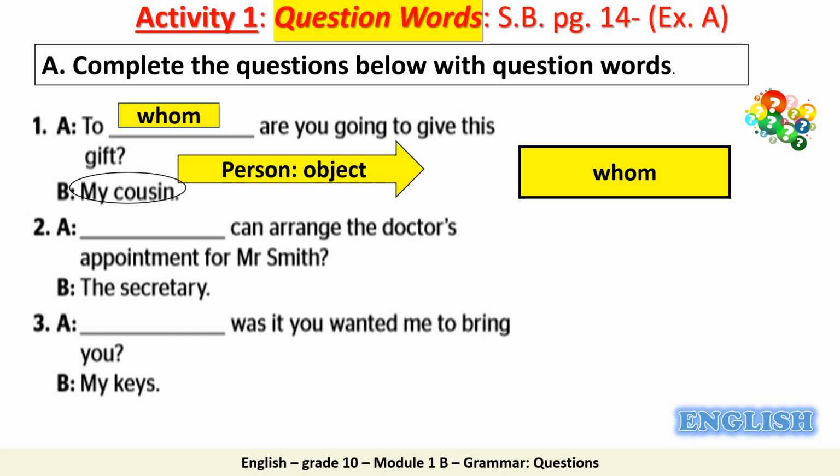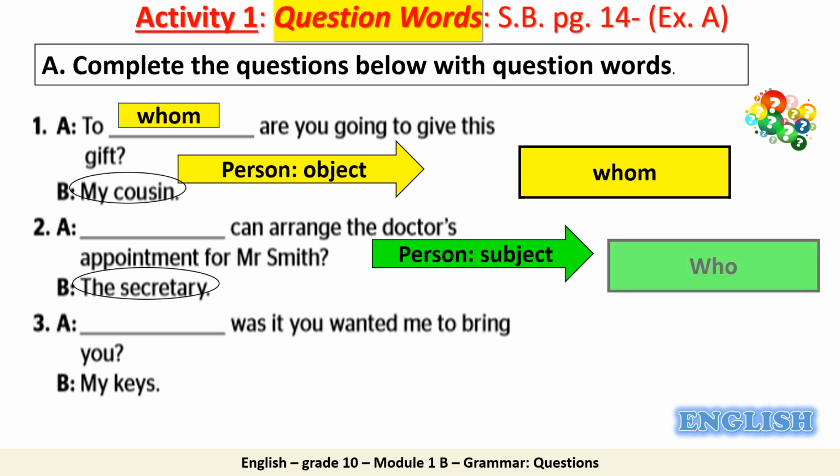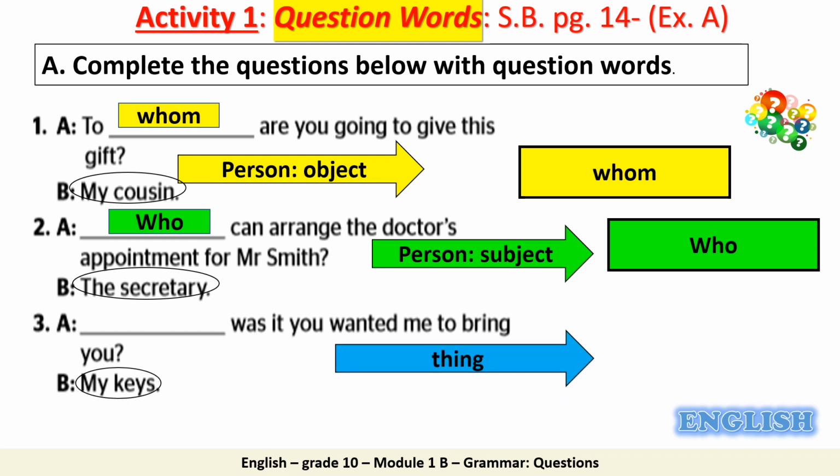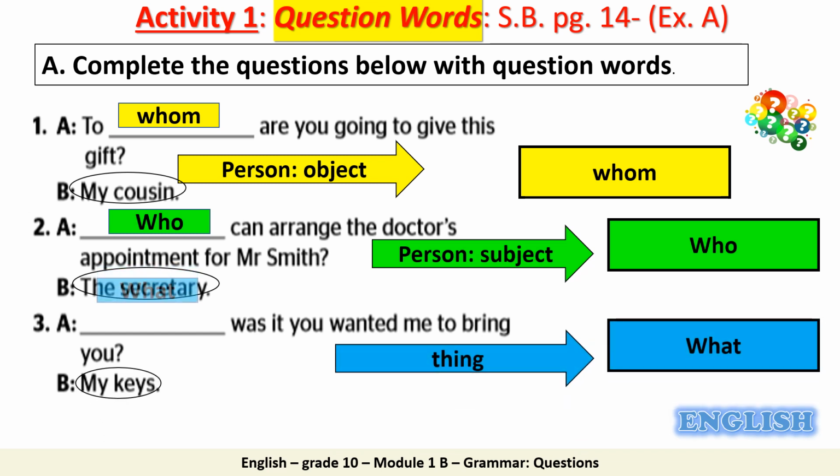Two. A. ___ can arrange the doctor's appointment for Mr. Smith. B. The secretary, which is a person referring to the subject. The answer is who. 3. A. ___ was it you wanted me to bring you? B. My keys, which is a thing. The answer is what.